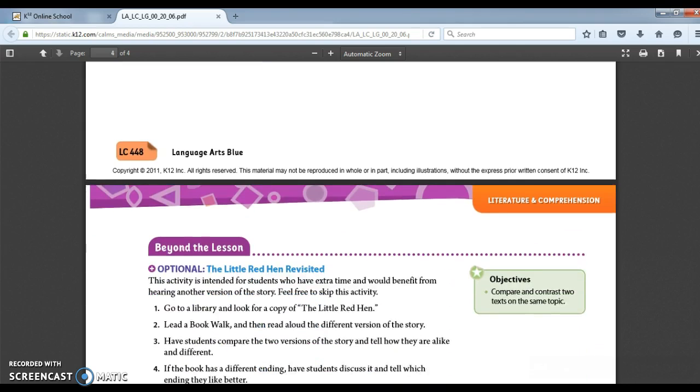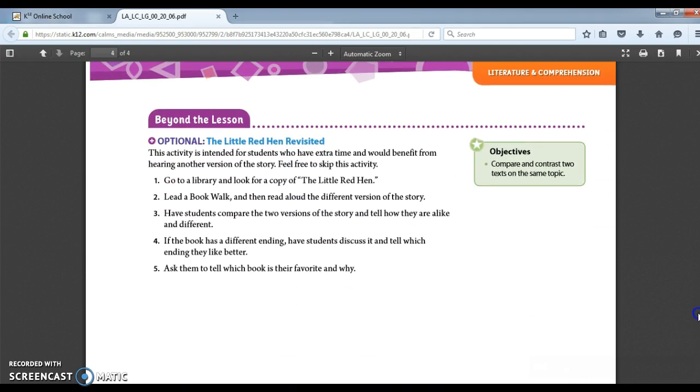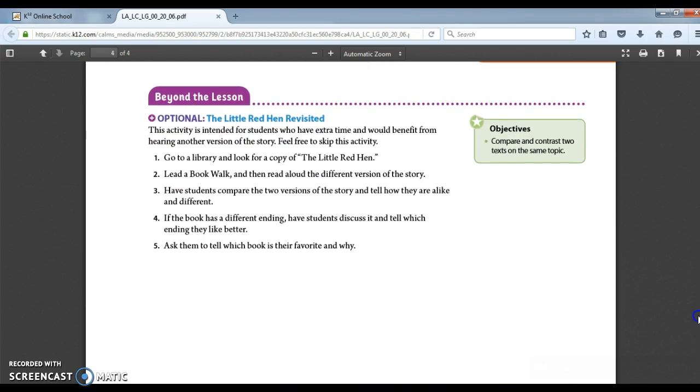If you have completed all of those activities and you want to do some more activities based on this story, there are some other activities that you can do. You may want to go to the library and look for a copy of The Little Red Hen. You may want to do another book walk through that book and look at the title, look at the pictures, and then maybe perhaps that book that you get from the library may be a different version of the story. It might tell it a little bit differently.